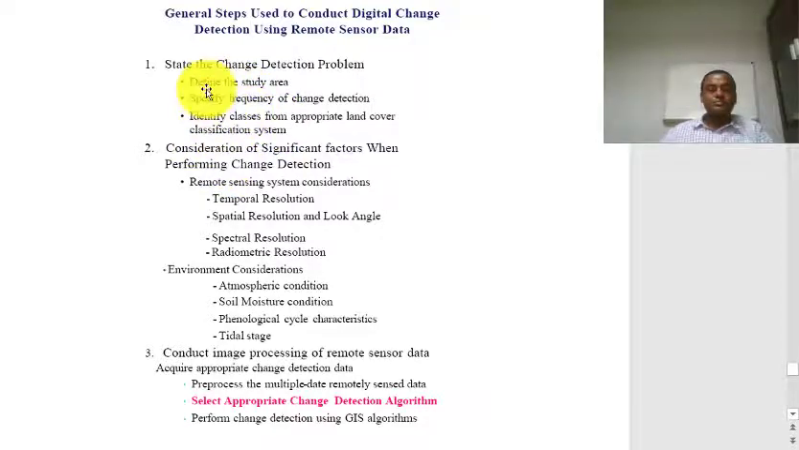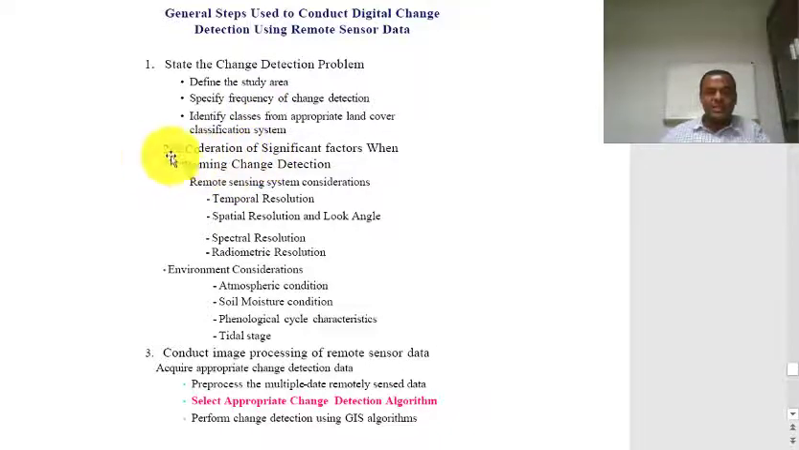In defining it, you are required to define the study area and the frequency of change detection. Do you want to do the change detection annually, or in 10 years time, or in 30 years time, or is the change seasonal? These are some of the questions that you need to ask. And identify classes from appropriate land cover classification systems. These need to be explained.